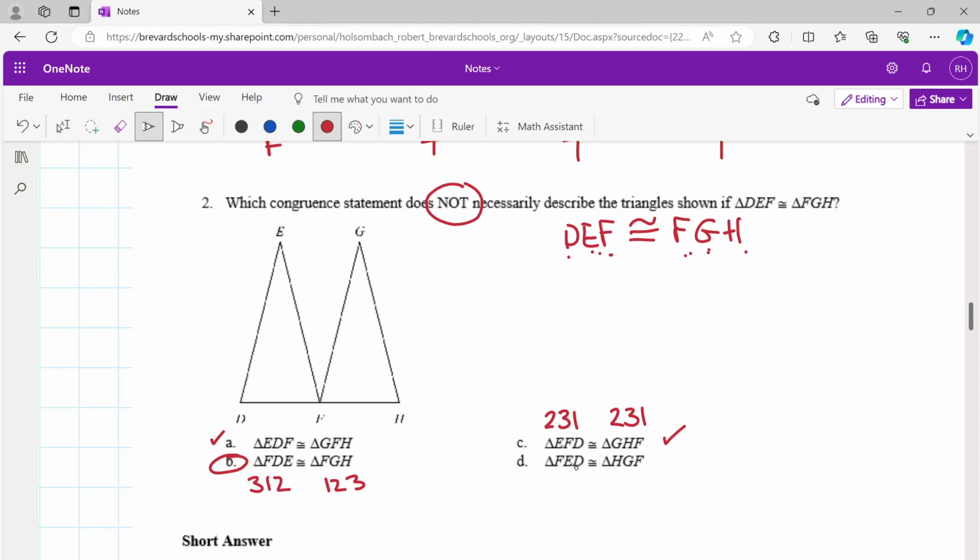And then they went FED. So FED, they went third, second, first. They just reversed the order. And then they went HGF, which was 3, 2, 1 again. So these are true. So answer choice B was the statement that's not congruent. And when I'm putting these numbers on here, I'm talking about the order in relation to the original description. This was first, second, third, and this is first, second, third.